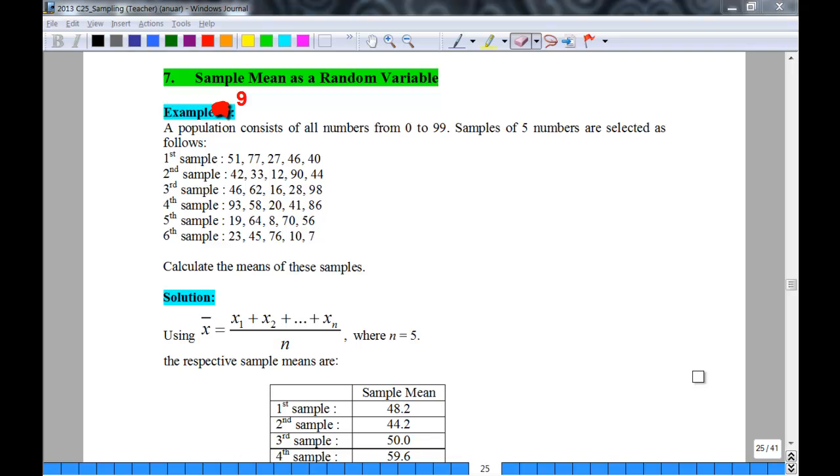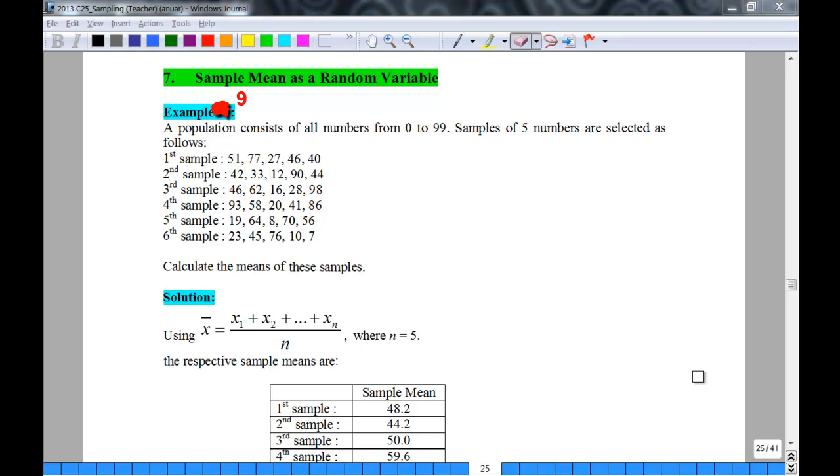In this example, we are given a population consisting of numbers from 0 to 99. So this population has a size of 100. Samples of 5 numbers are selected and the following are found. In the first sample there's 51, 77, 27, 46 and 40. Second sample, and so on and so forth. Altogether there are 6 such samples.